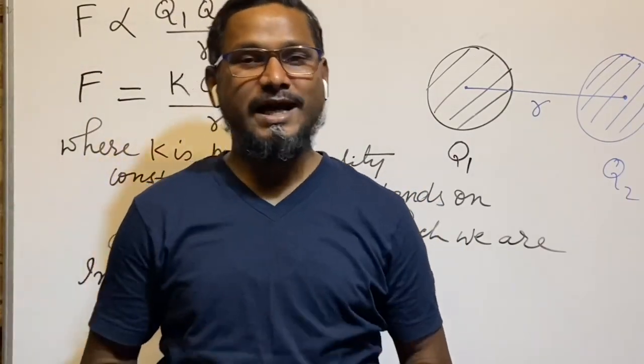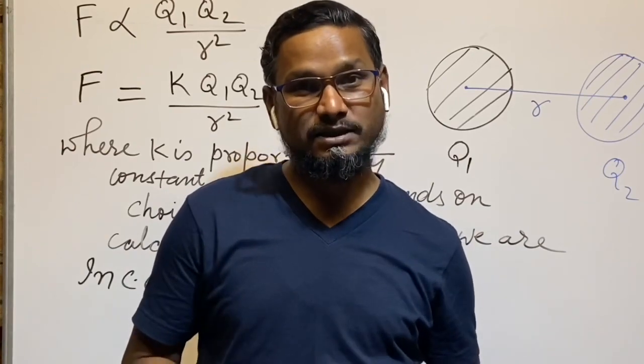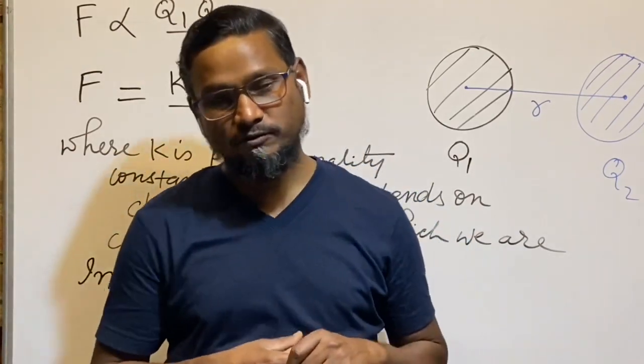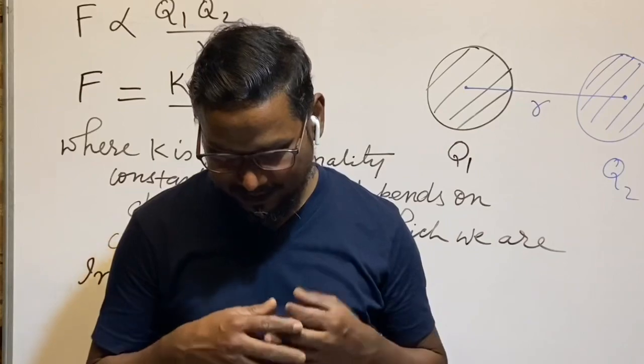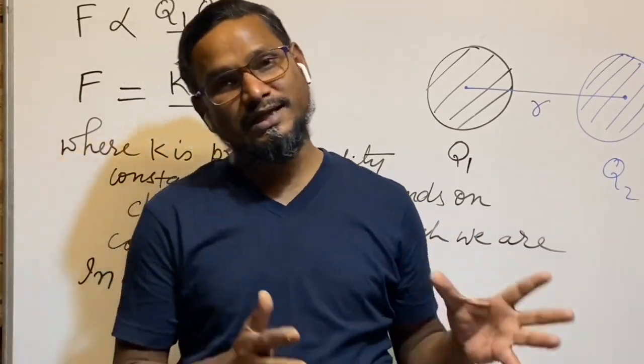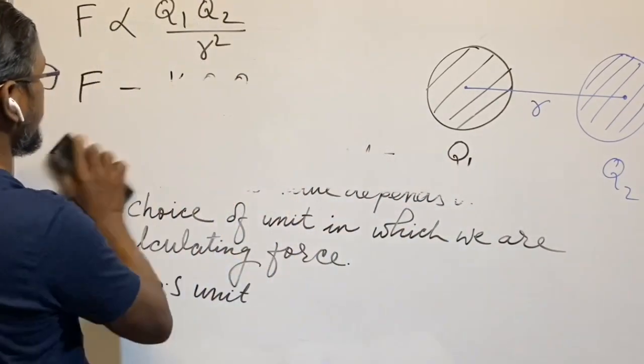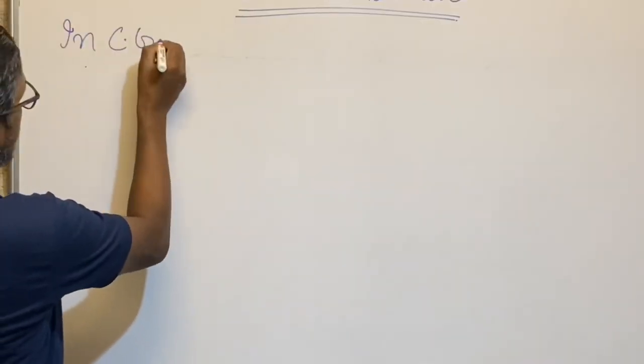The easiest unit of charge is the ESU, and its full form is electrostatic unit. One electrostatic unit of charge is defined to be that charge which exerts one dyne of force if they are separated by 1 centimeter. I am explaining here on the board in CGS unit.